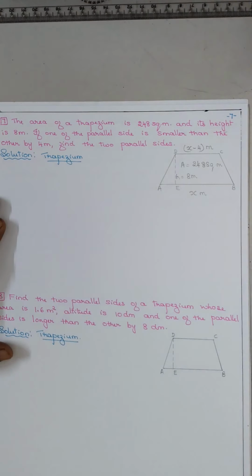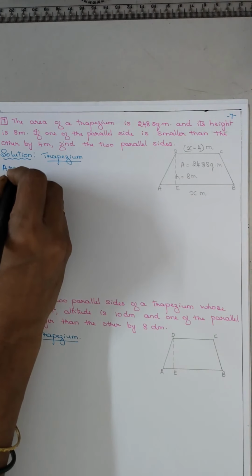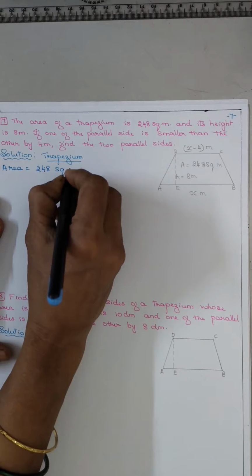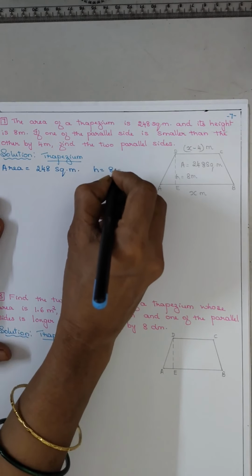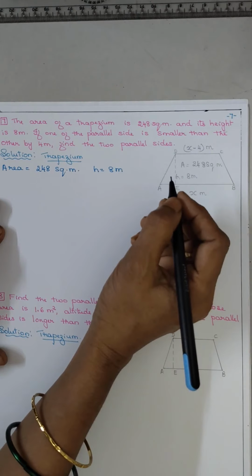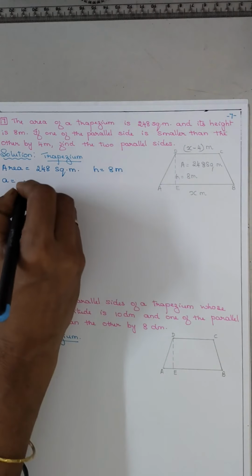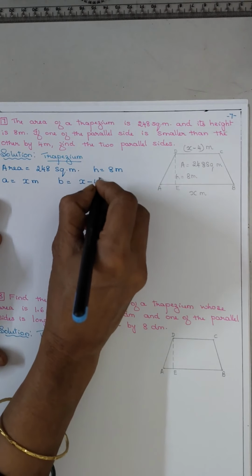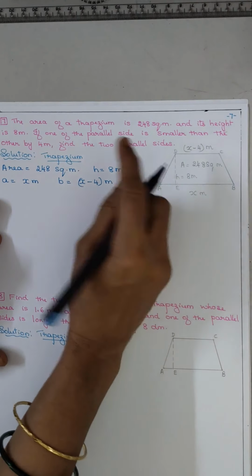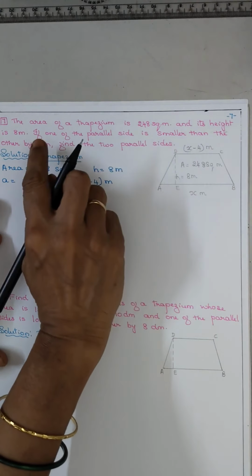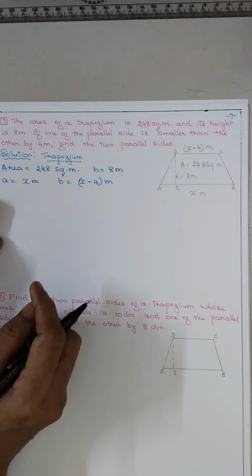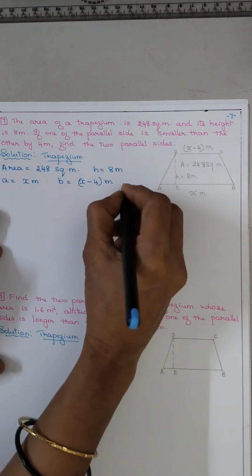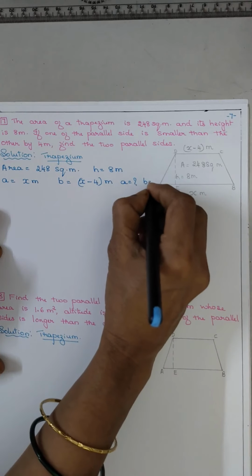First, solution. Trapezium area is given, 248 square meter, and height is equal to 8 meter. Now let A is equal to x meter and B is equal to x minus 4 meter. Why? Because it is smaller than the other by 4 meter. Now we have to find out A and B. A is equal to how much? B is equal to how much?